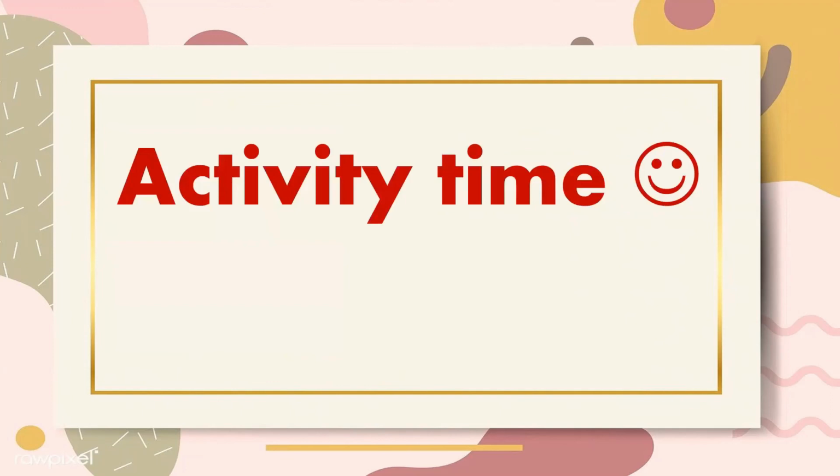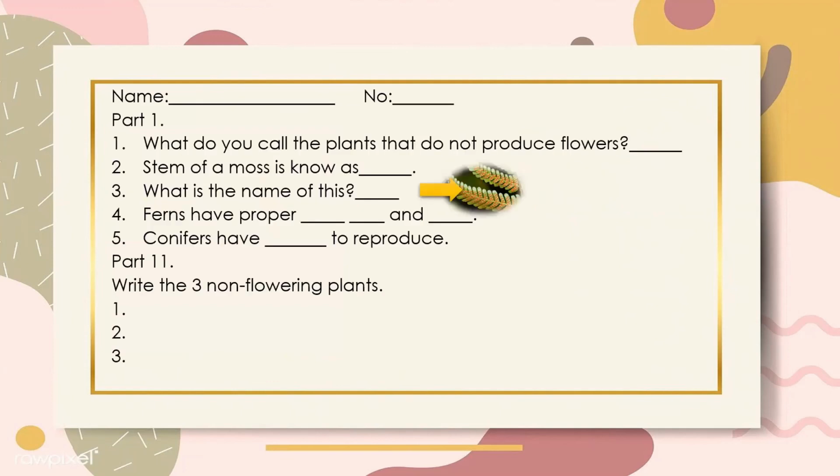Okay, very good. So it's your activity time. I want you to answer this one in your notebook. So part 1. Okay, so what do you call the plants that do not produce flowers? Okay, so refer to our previous slides for your answer. Part 1 is 1 to 5 and part 2 is 1 to 3. So in part 2, write the 3 non-flowering plants. So we have 3 non-flowering plants. So what are those? You have to write this one in your notebook.